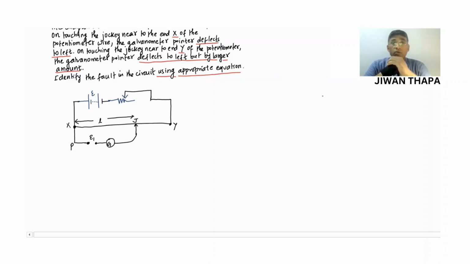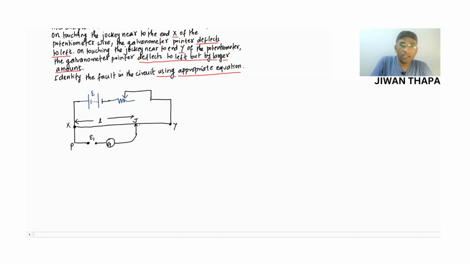The diagram below shows a potentiometer setup. On touching the jockey near to the end X of the potentiometer wire, the galvanometer pointer deflects to left. On touching the jockey near to end Y of the potentiometer, the galvanometer pointer deflects to left but by larger amount. Identify the fault in the given circuit using appropriate equation.